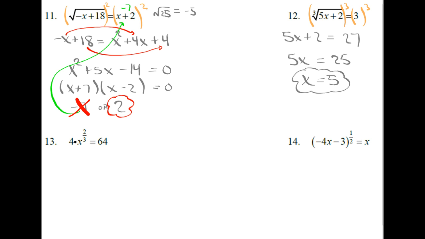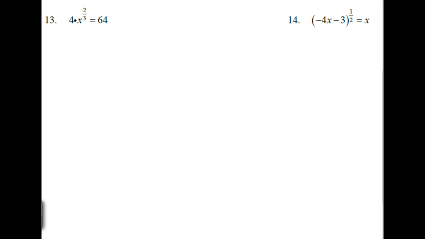Number 13. Here we have a fractional exponent, and so I want to isolate that variable right away. So I'm going to take this and divide both sides by 4. I want to get rid of that 4. So I'm going to be left with x to the 2/3 power is equal to 64 divided by 4, which is going to be 16.